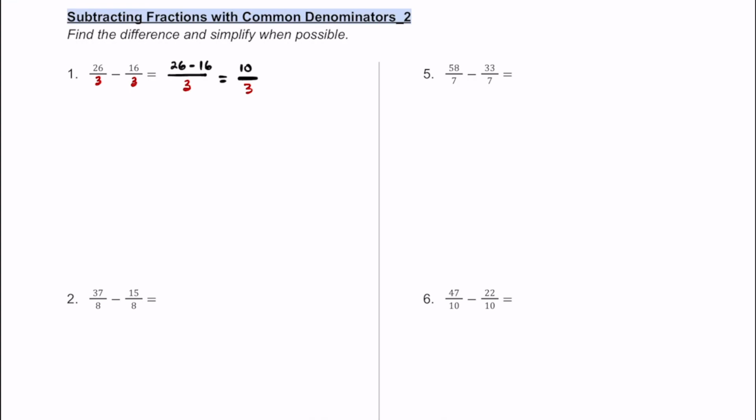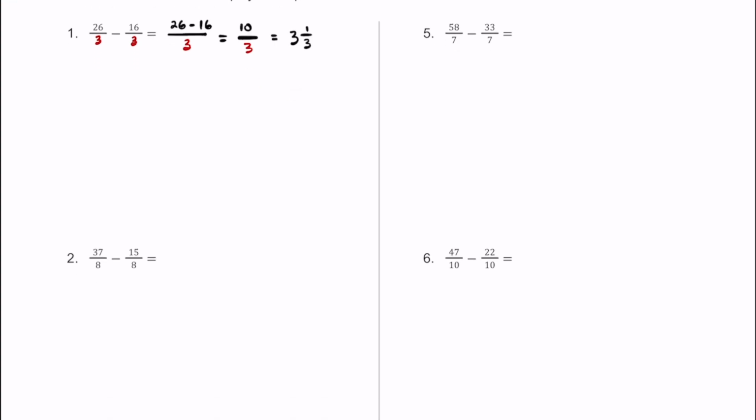Now 10 and 3 have nothing in common in terms of their factors, and so this would be the final answer as an improper fraction, but we could also say that 3 fits into 10 3 times, because 3 times 3 is 9, with 1 left over, 1 away from 10, so it's going to be 3 1/3. So we have this version, which is the final simplified version, which is an improper fraction, as well as a mixed number. Both of these are good answers. Okay, let's take a look at number 2.